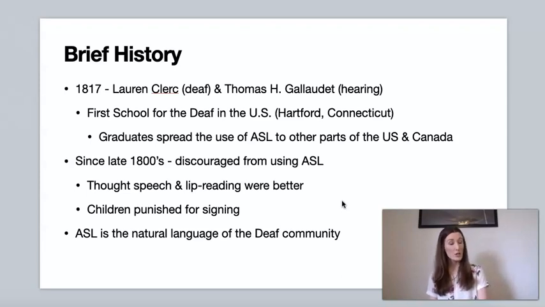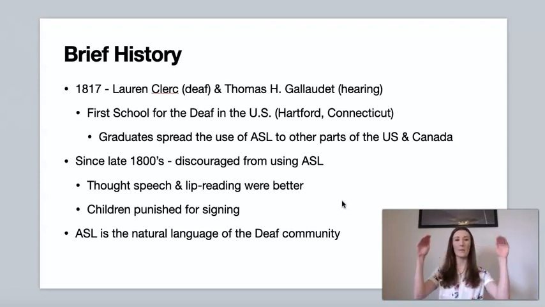Since the late 1800s, deaf people have been discouraged from using ASL. People put English on a pedestal and think English is the only way to go. They thought that teaching a deaf person speech, how to speak, and lip reading were better, and that if you learned ASL, you weren't going to be able to learn anything. Children were even punished for signing if they were caught in their schools. Children were slapped on the wrist with rulers, had their hands tied behind their backs, and had to sit on their hands until their hands went numb.